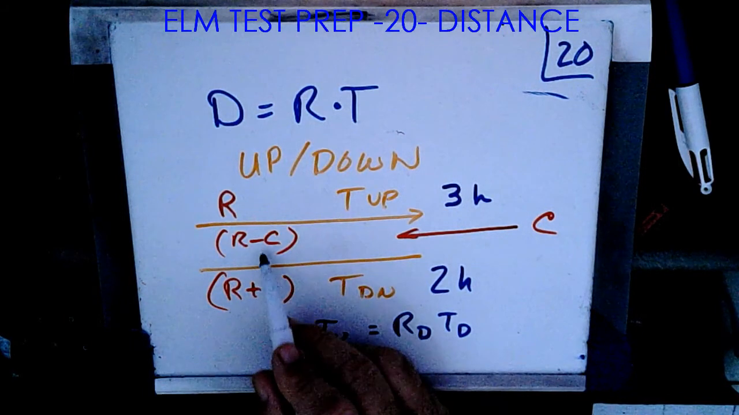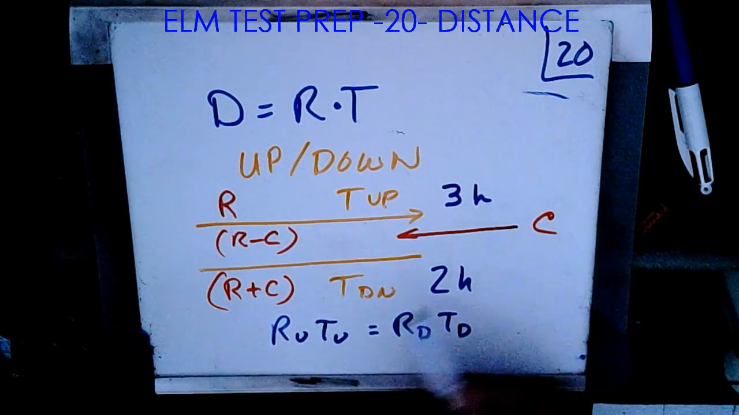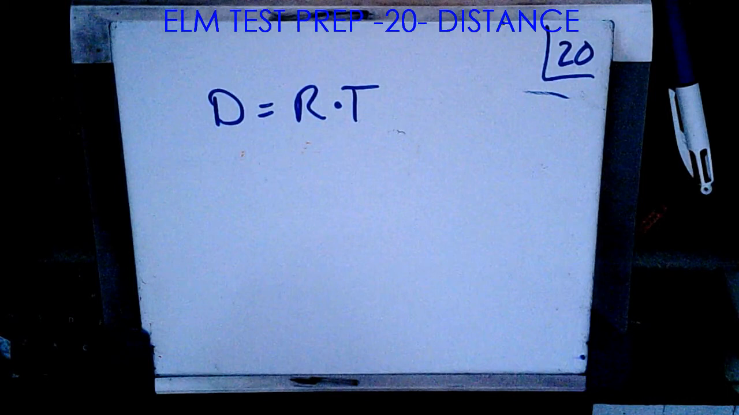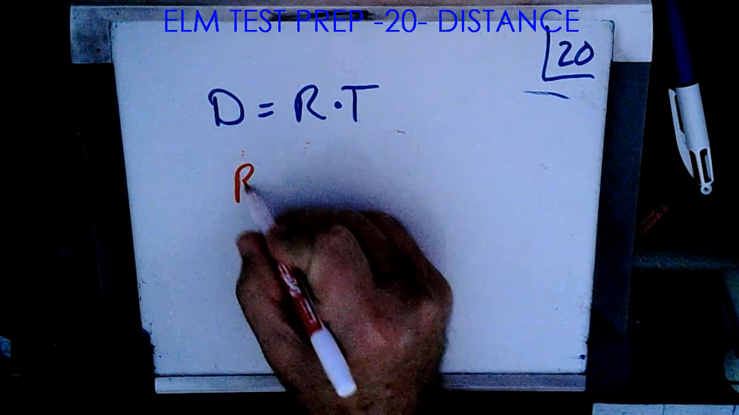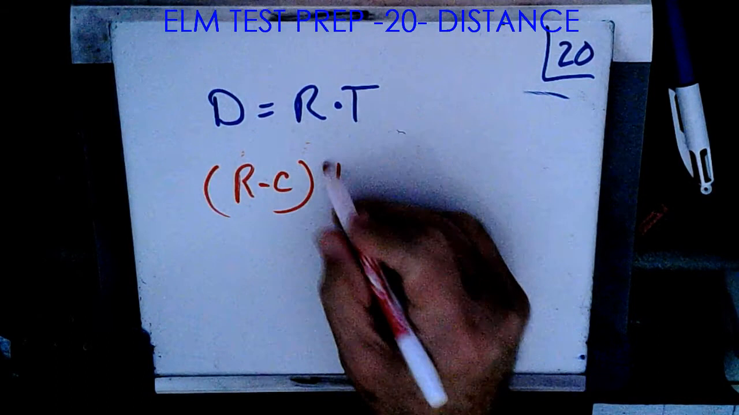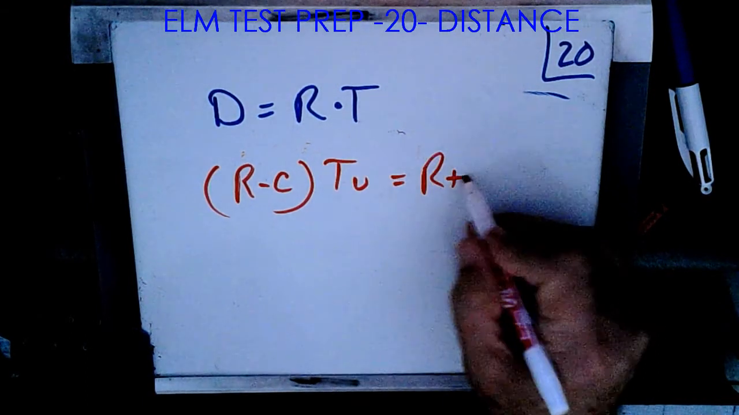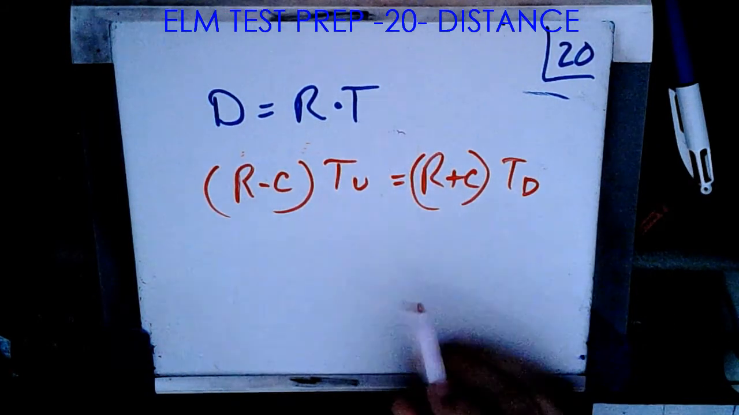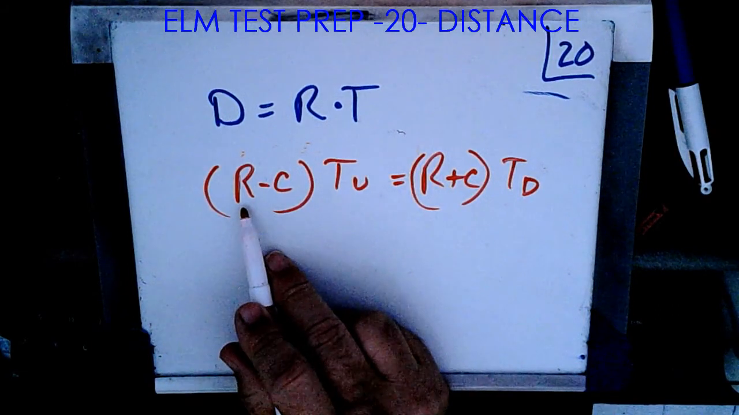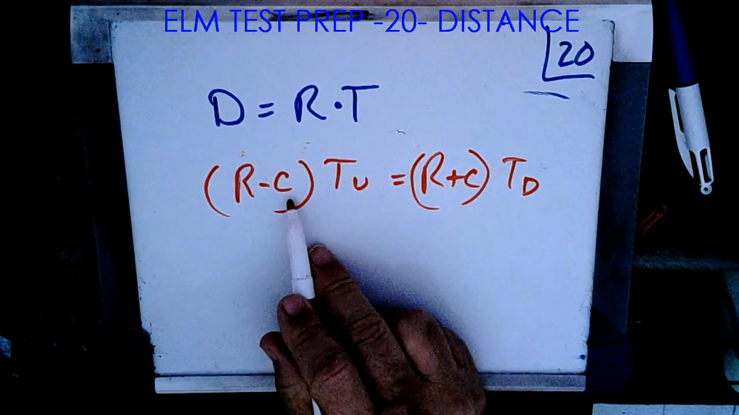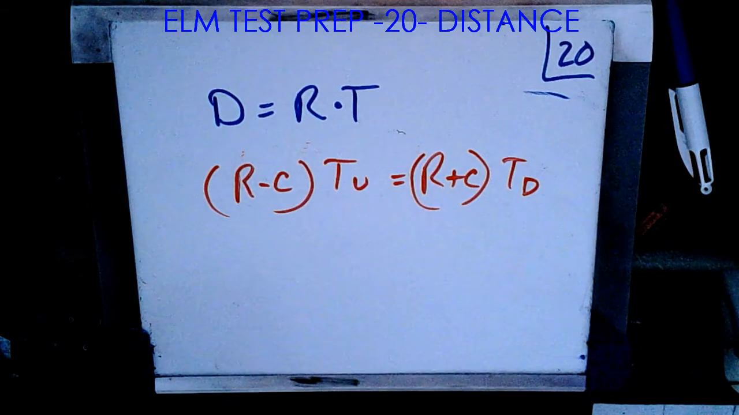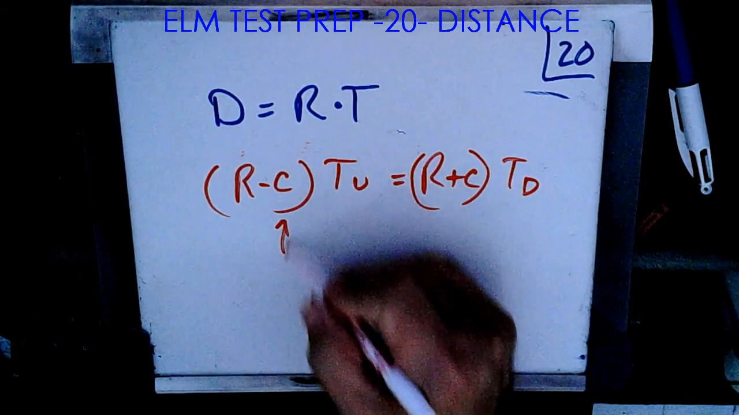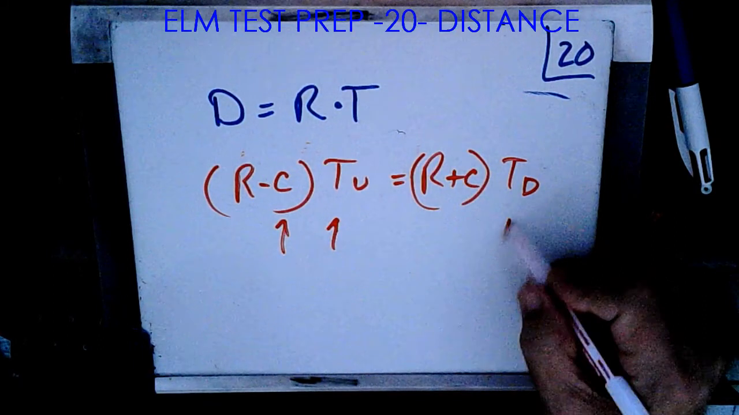The problem is my rate isn't just a single number. So if I were to substitute this, the rate up the stream is really rate minus current times the time up equals the rate plus the current, times the time down. Well, I've got three variables: rate, my rowing speed in still water, the current speed of the river, and the time. Well, I need two of these, and lots of times they'll give me these two, but they might give you the current speed, and of course they give you the time up and time down.